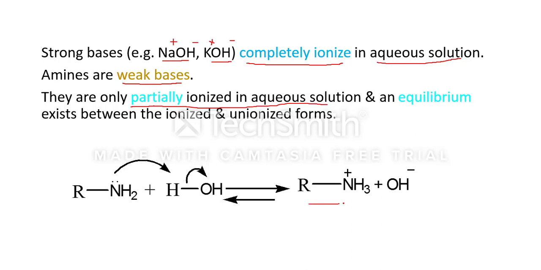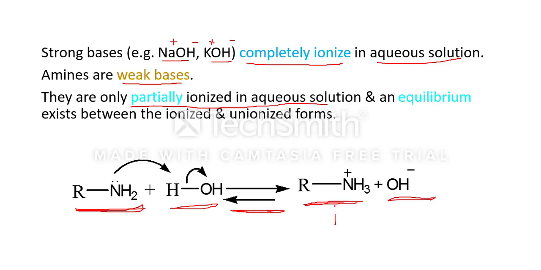Here the ionization of amines is partial, not complete. These amines are partially ionized into the positive and negative ions: the alkyl ammonium ion and the hydroxide ion. This is the alkyl ammonium ion, and this one is the hydroxide ion. When amines are in aqueous solution, meaning water, the partial ionization means amines are not completely ionized, and it reaches an equilibrium between the ionized and unionized state.